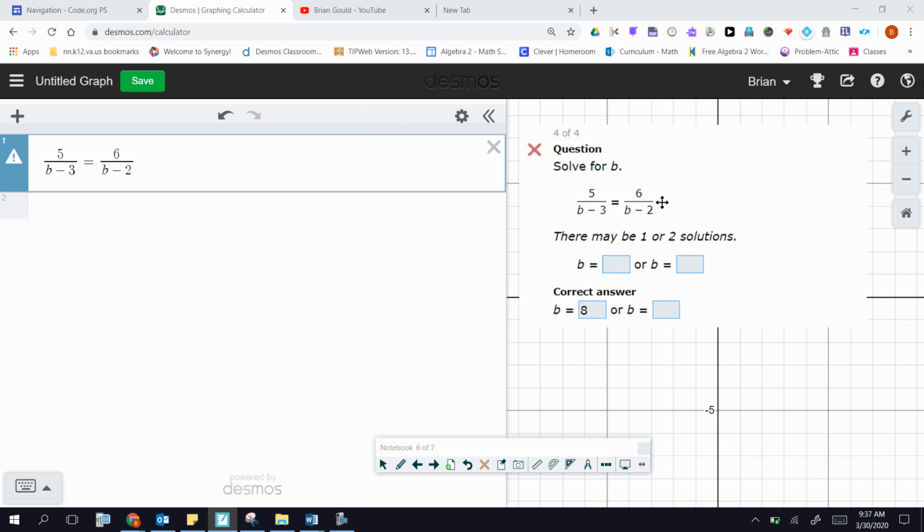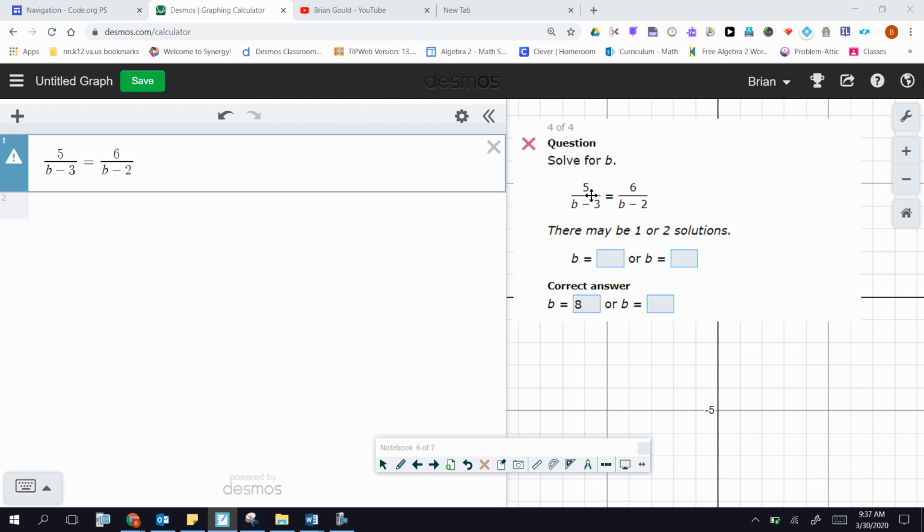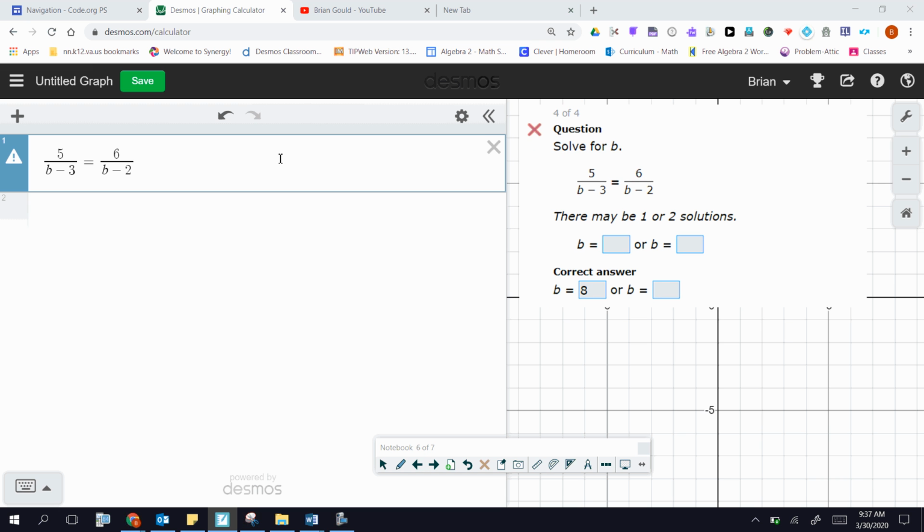Let's take a look at this example right here. Solve for b. Right, we've got two fractions that equal each other. A couple different ways we could try to solve this, but we are going to use the cross product property. Okay, we're going to cross multiply.